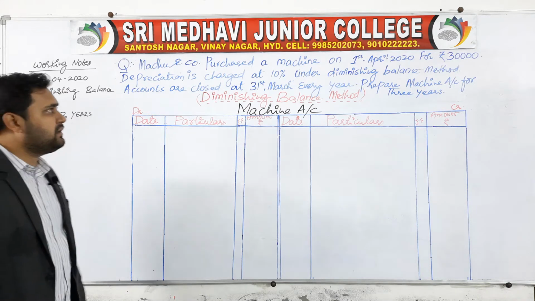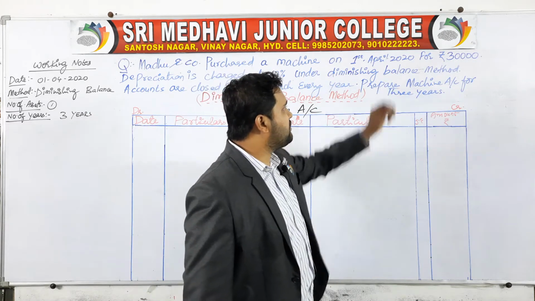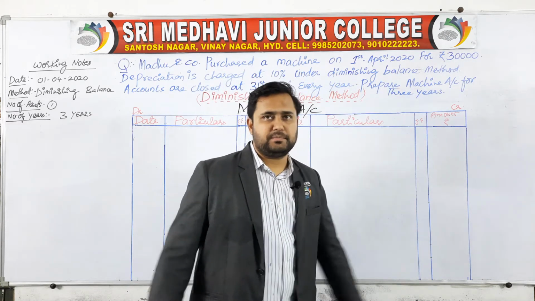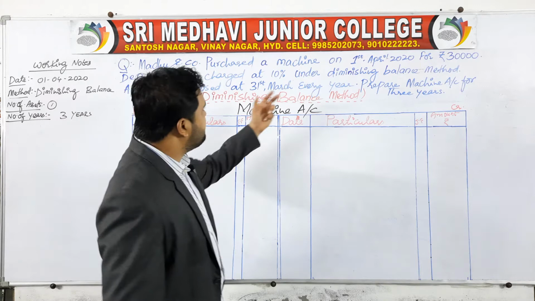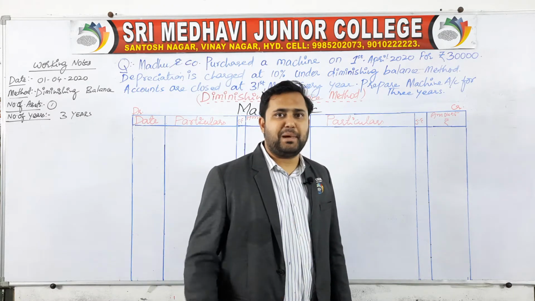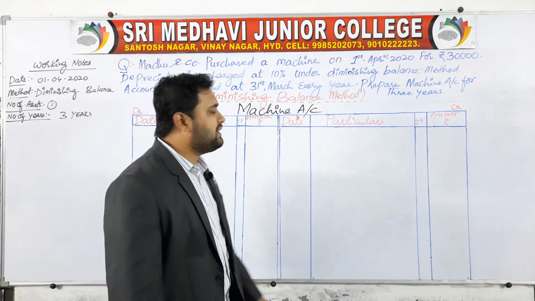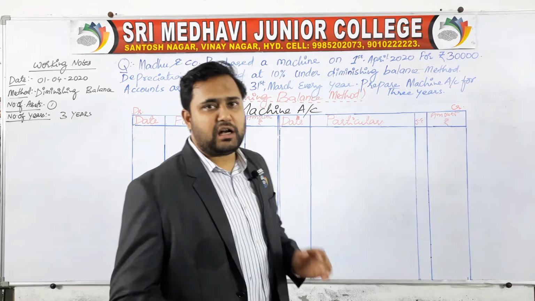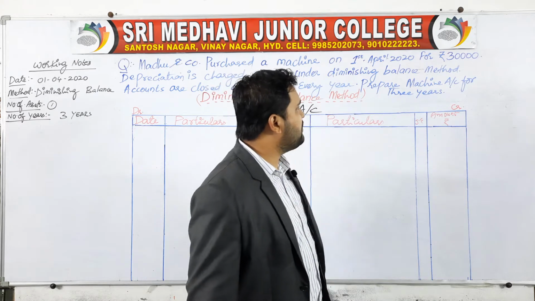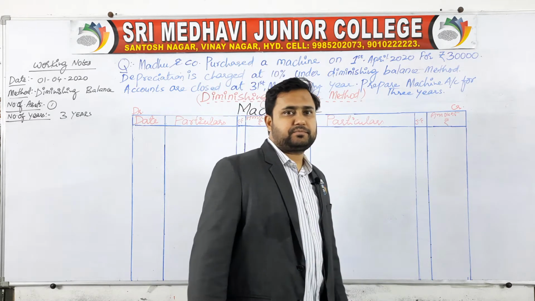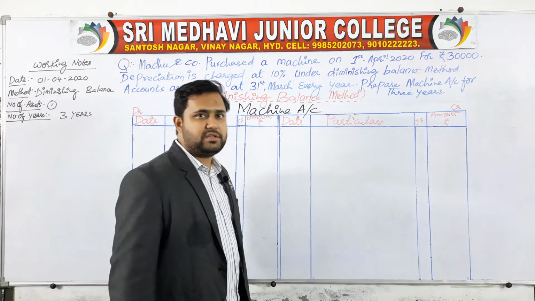Madhu and Company purchased a machine on 1st April 2020 for 30,000. Depreciation is charged at 10% under diminishing balance method. Accounts are closed on 31st March every year, which means the accounts are closed every financial year. Prepare the machine account for 3 years. So here Madhu and Company purchased a machine on 1st April for a cost of rupees 30,000.